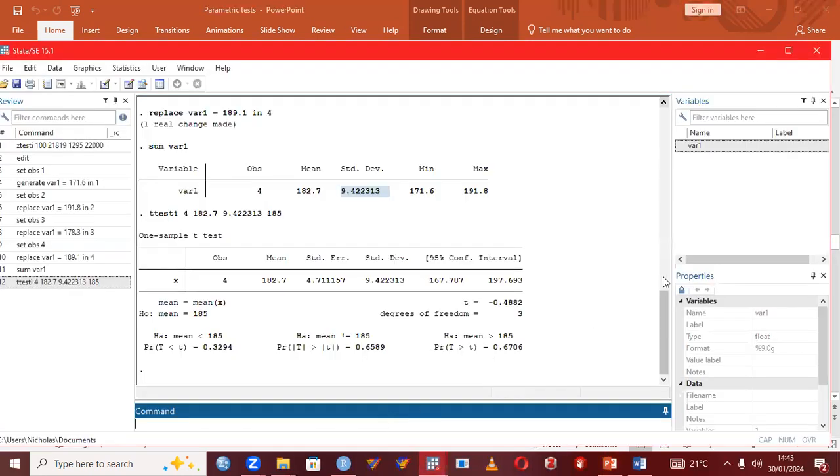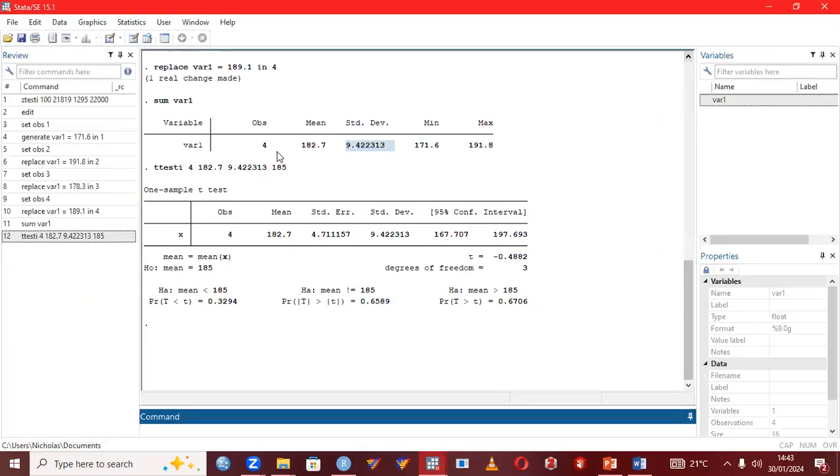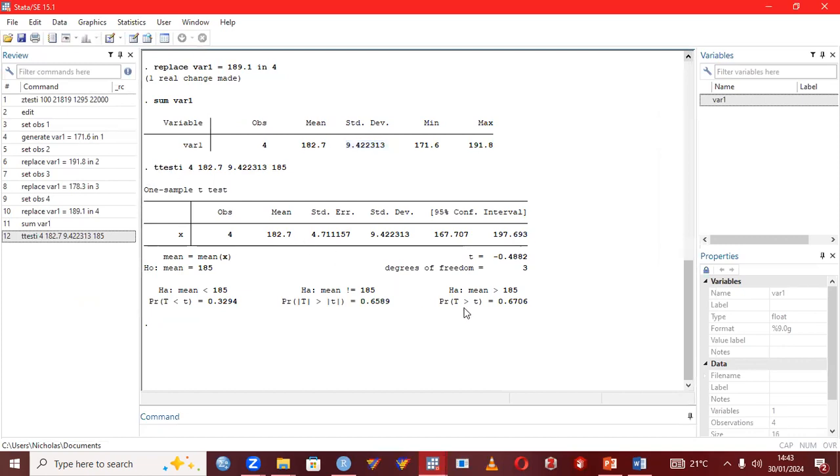So when you say okay, this is my output, the output of that question. We are saying that we have 4 observations with a mean of 182.7, and its standard deviation. And we have the H naught, or the null hypothesis, that the mean is 85, and the alternative is that the mean is less than 85.